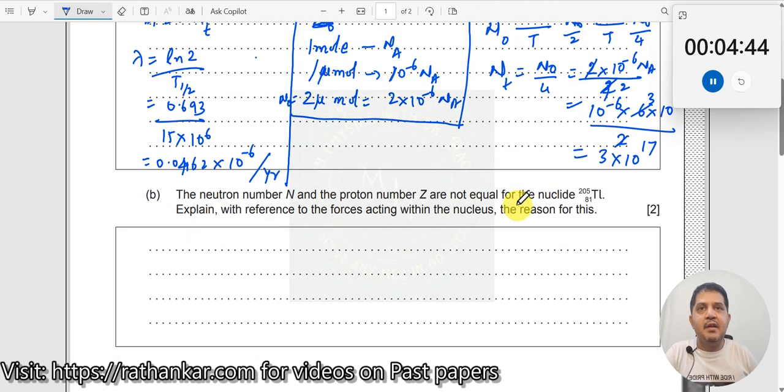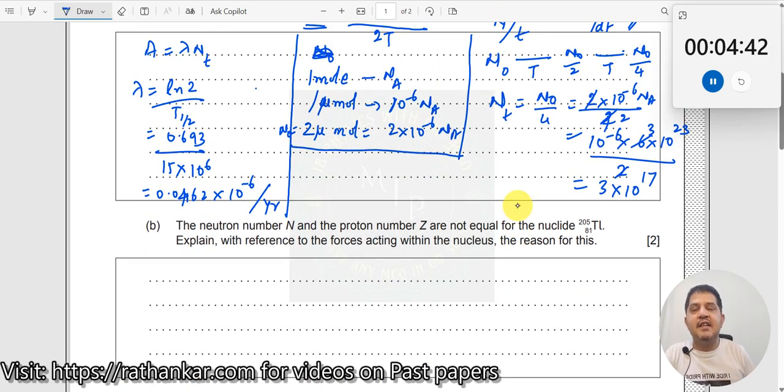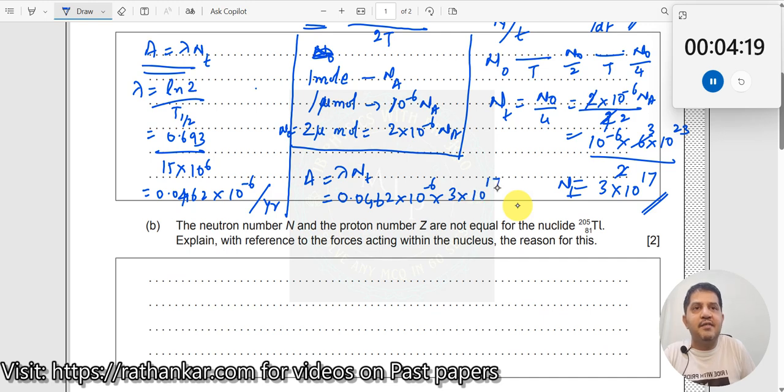Now what did I say initially? I said to calculate the value of activity, you need to get the value of lambda, and you need to get the value of Nt. We already got the value of Nt. We have got the value of lambda also. Let us find out the value of A now. Simple. A is equal to lambda times Nt, which should be 0.0462 multiplied by 10 power minus 6 into 3 into 10 power 17.